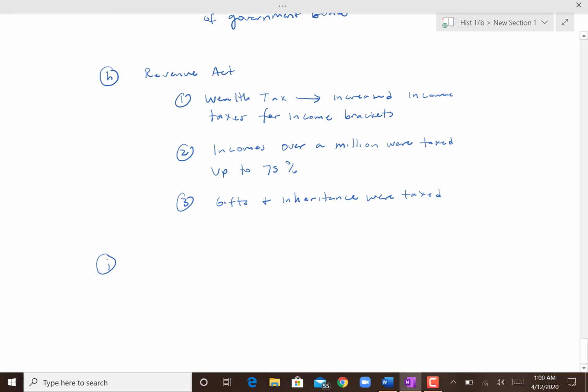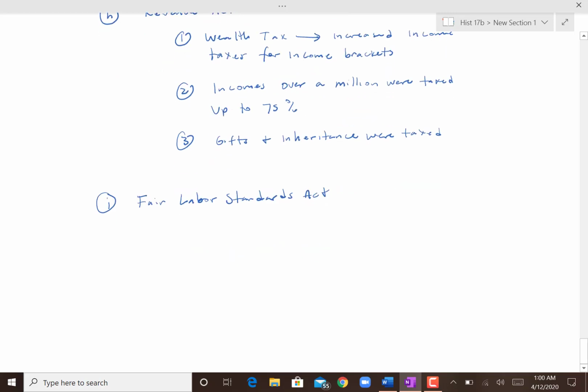And then the last one, the Fair Labor Standards Act. The Fair Labor Standards Act was outlawing child labor. There were some rules already in place with industrialization, but this was a much more blanket outlawing of child labor. It also created a minimum wage, which we still have to this day as well, though not at what it was, which was 40 cents an hour.